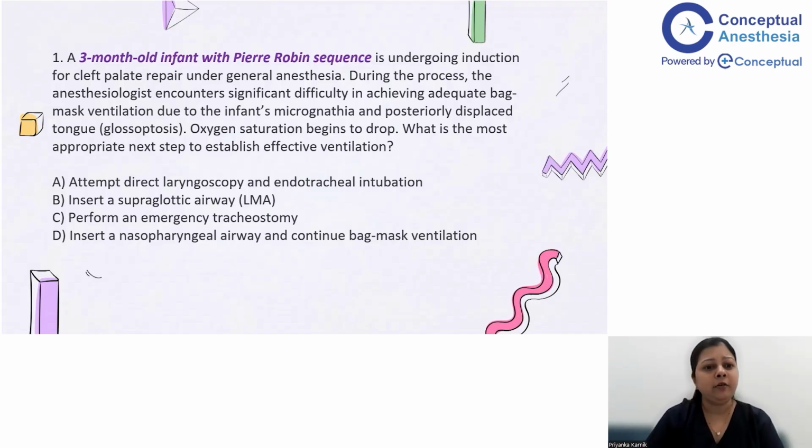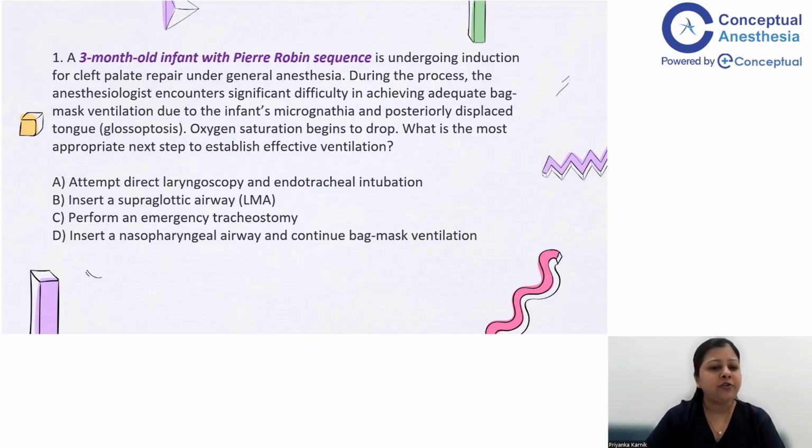Then inserting a supraglottic airway. Again, with retrognathia and with glossoptosis, it will be difficult to insert a supraglottic airway. And first, we should try to go with the least invasive way possible. So here we would first insert a nasopharyngeal airway, and if with that we cannot establish a proper airway, then we would go for a supraglottic airway device.